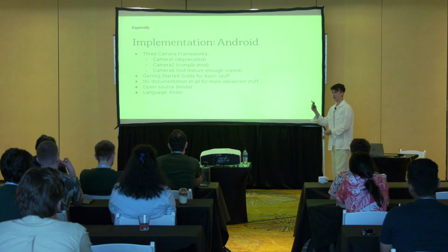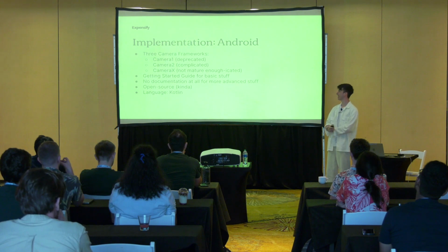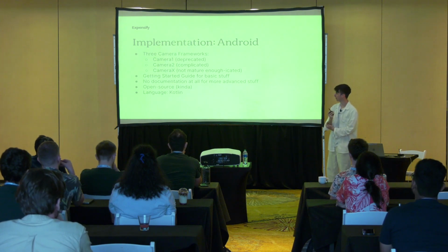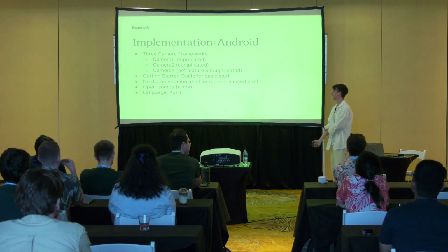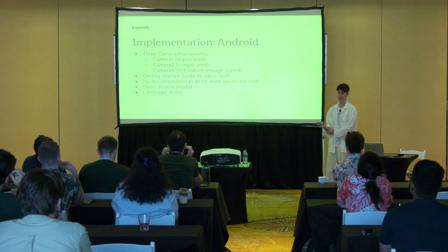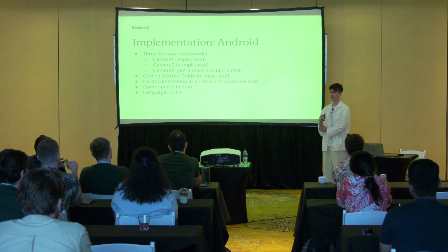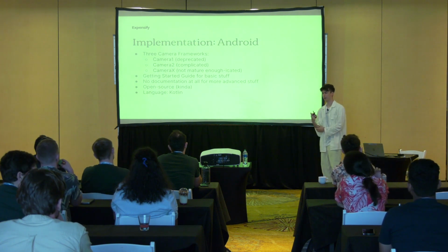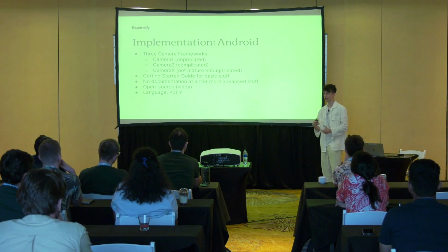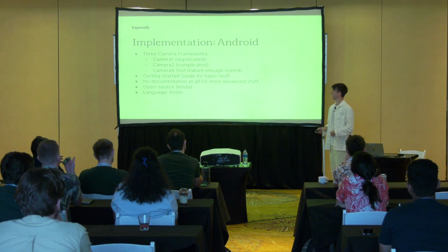Right. So this is where the fun begins again. Android. On Android, there's 3 camera frameworks. We have Camera 1, which is deprecated, Camera 2, which is complicated, and Camera X, which is not major enough-icated. Just wanted it to rhyme. There's getting started guides for basic stuff on how to use the camera. There's no documentation at all for really advanced stuff. So their idea of showing you how to use the cameras in more advanced stuff is just by creating a GitHub repo, adding no documentation, and just linking it. Like that's how it works.